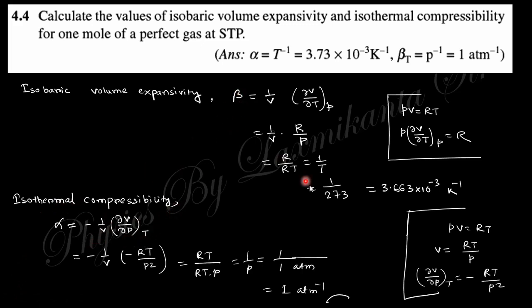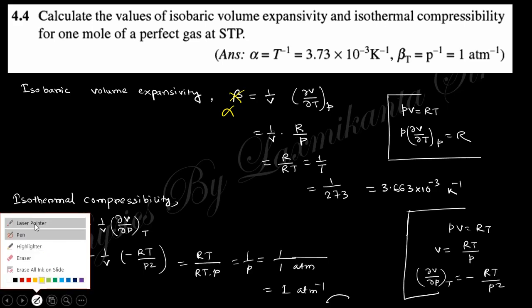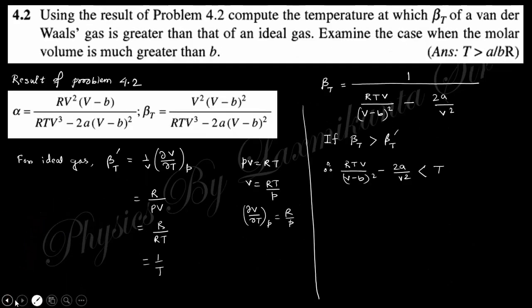This is beta, and this is volume expansibility. I think the beta and alpha denoted here are the opposite of what I denoted previously. So this is alpha, no problem. This is alpha, and isothermal compressibility is taken as beta T. Sorry, this is beta T. Correct. I had taken this as alpha, that's why I did not solve this problem. Okay, I will just correct this one.